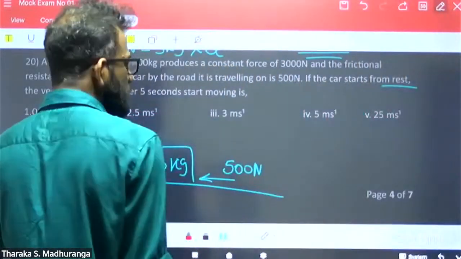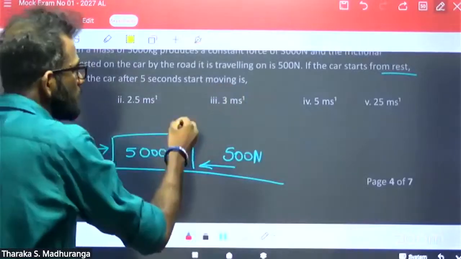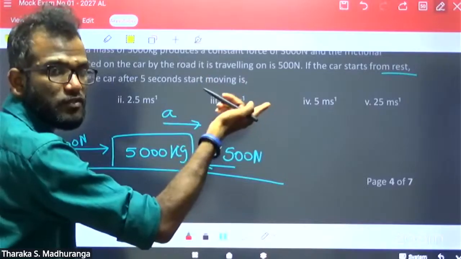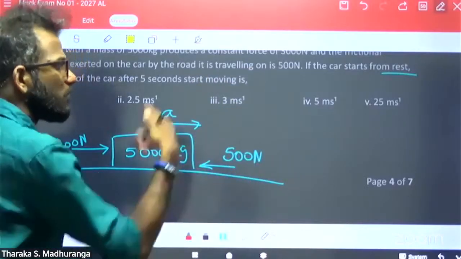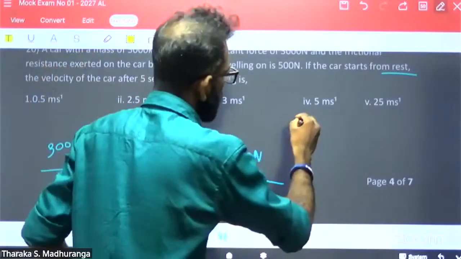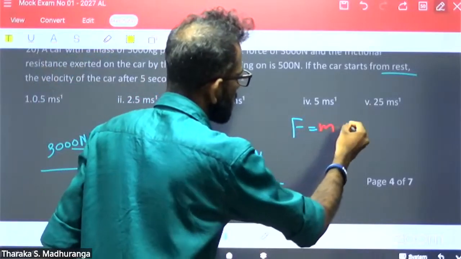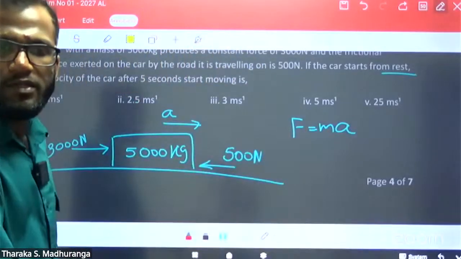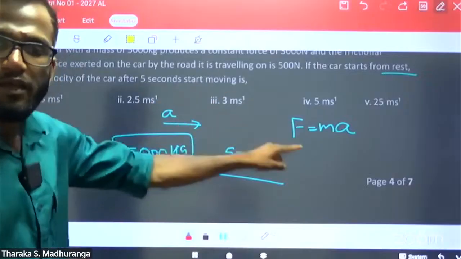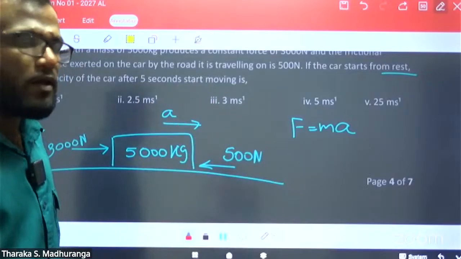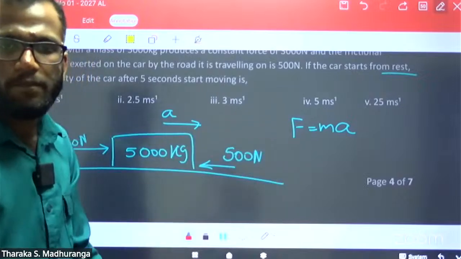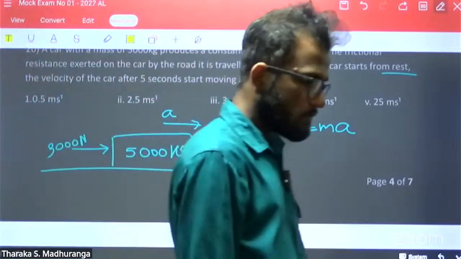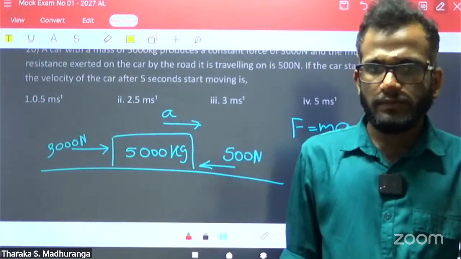Okay, now, first of all, it is accelerating in this direction. First of all, you need to calculate the acceleration of the object. Then after that, you can think about the next step. Now it is F equals ma. The F is 3,000 or 500? Fatima, what is F? Kabir, what is F?